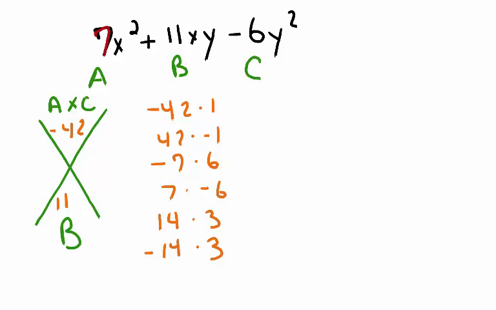Chances are, when you're working on problems like this, you won't have to write down a whole table of values. Most likely you'll recognize the factors you need right away. In our case, we're going to use 14 times negative 3. 14 times negative 3 equals negative 42, and 14 minus 3 gives us 11. So I'll fill those in and complete our chart.